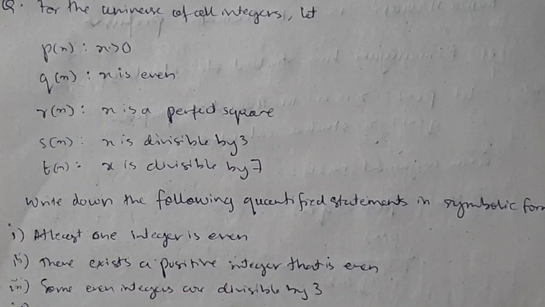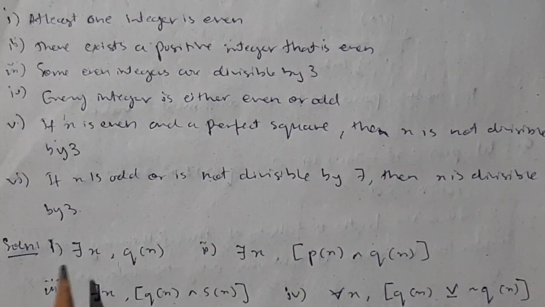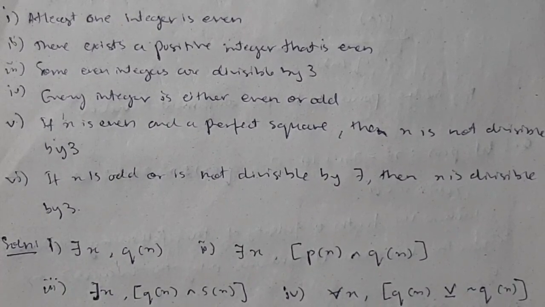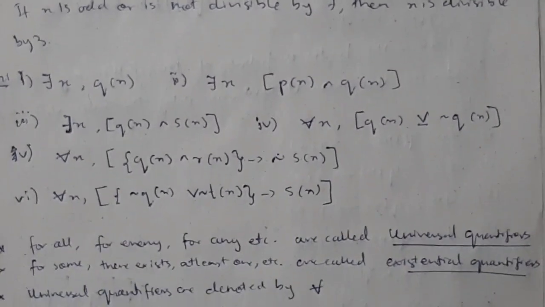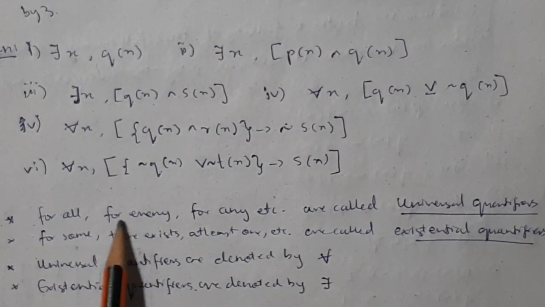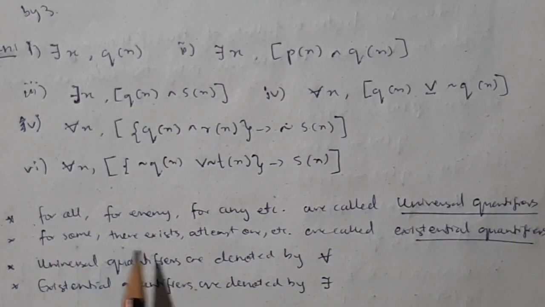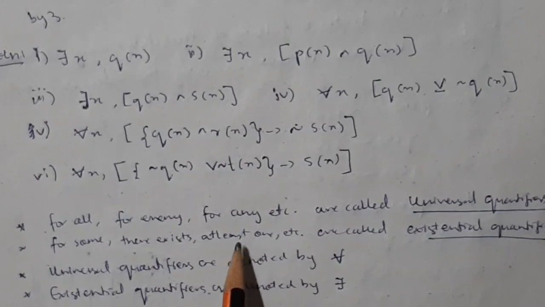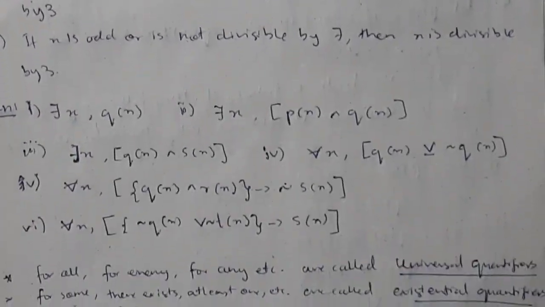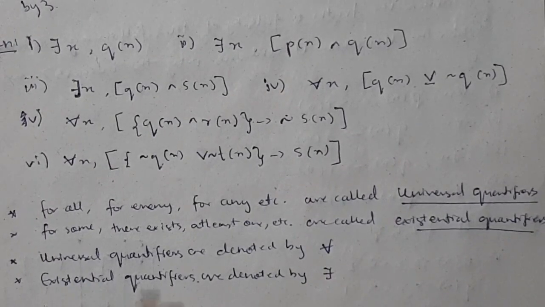Now how will we write that? Let's see a solution and see why it is so. It's given like this: for some x comma Q of x. Now what does this mean? Let's go to the theoretical part. Whenever you have words like for all, for every, for any, those are called universal quantifiers. For some, there exists at least one. See, at least one is occurring here, right? That is an existential quantifier, and for both of these you have symbols. For universal it is this symbol, and for existential it is this symbol.